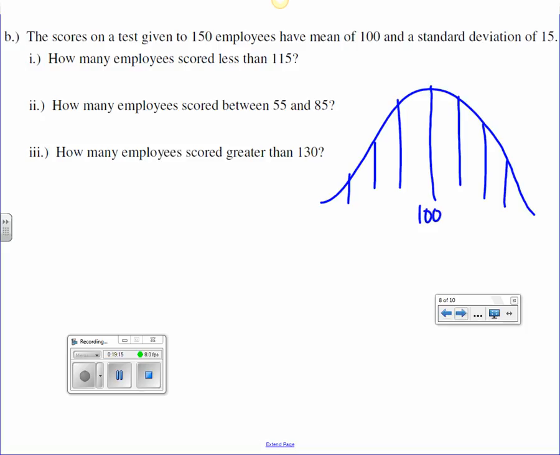All right, so Ashley, 100 goes in the middle. How do you get the next number, Ashley? You add 15. Okay, so this gives me 115, 130, 145, 85, and 55. So you add 15 in one direction, subtract 15 in the other. All right, again, it's going to be 34 and 34, 13.5, 13.5, 2.35, 2.35, 0.15, and 0.15.